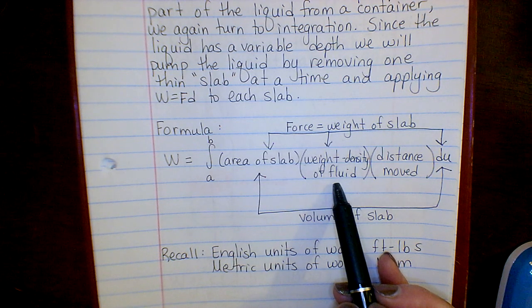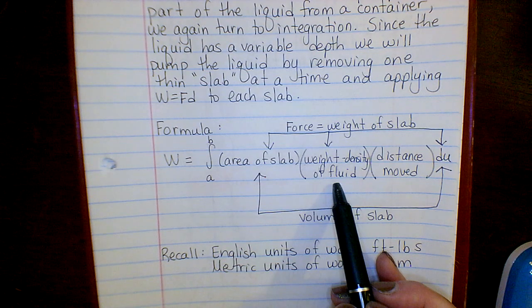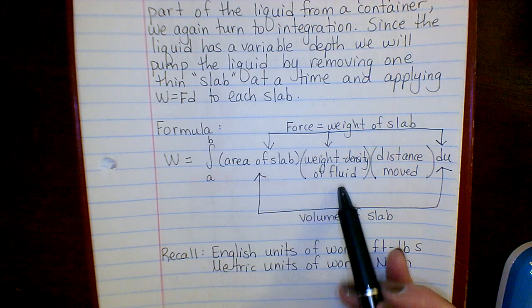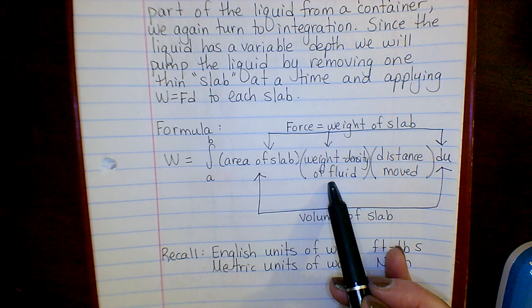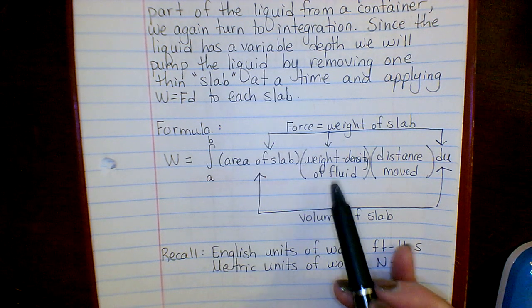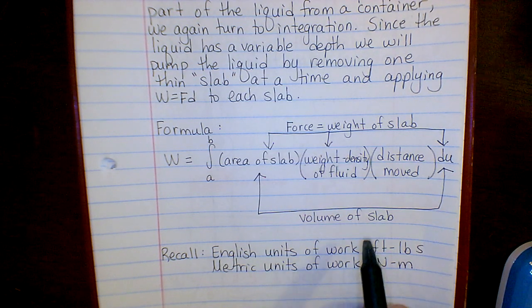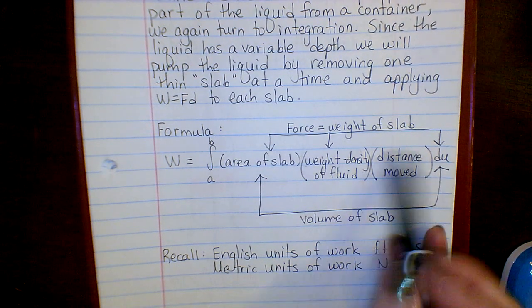The weight density and weight are different. The weight is the full weight of how much water you have or whatever liquid it is. The weight density is going to be a weight per unit volume. So we're going to have to multiply it by the volume. And that's probably easier to see as we go through examples. And then the distance moved.